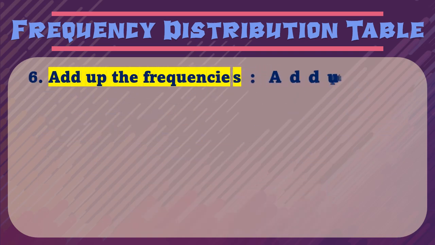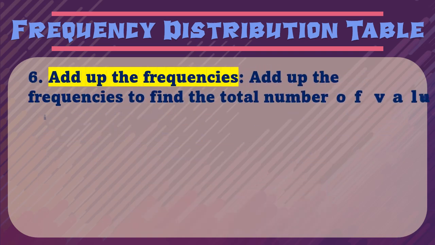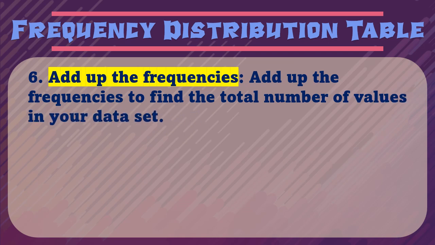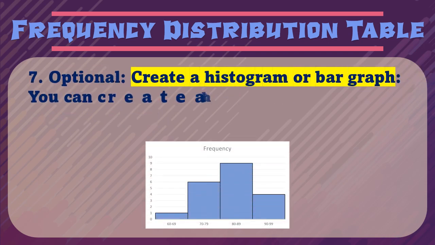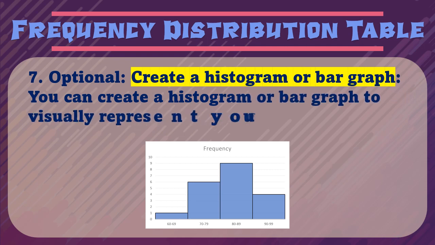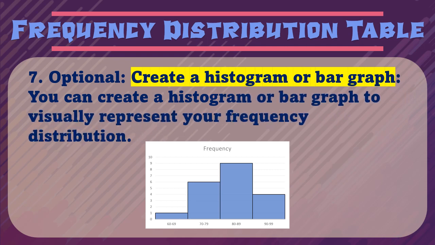6. Add up the frequencies. Add up the frequencies to find the total number of values in your dataset. 7. Optional. Create a histogram or bar graph. You can create a histogram or bar graph to visually represent your frequency distribution.